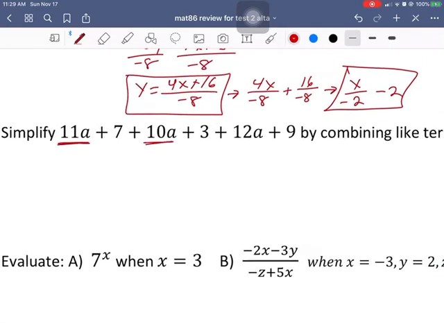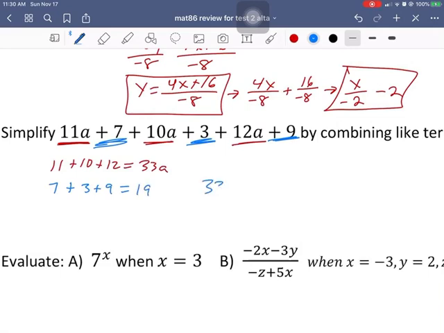All right, then I'm going to combine like terms. There's an A, there's an A, there's an A. So 11 plus 10 plus 12 equals 33A. And there's a constant term, a constant term, and a constant term there. We'll talk more about what these terms are called, a variable term versus a constant term, in chapter 5. But right now this is 7 plus 3 plus 9, which is 19. So we put an expression together like that. Also accepted would be 19 plus 33A.